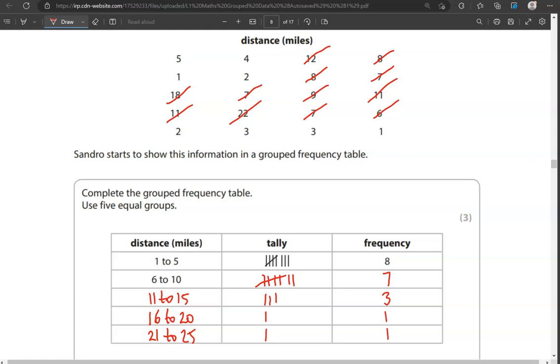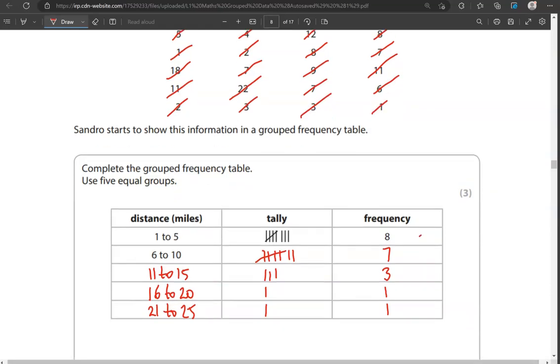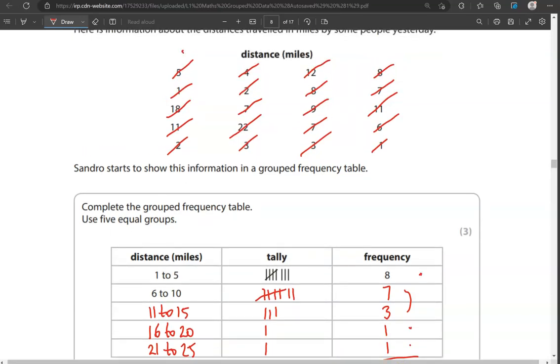Let's check 1 to 5, how many of them are there? 1, 2, 3, 4, 5, 6, 7, 8. So that matches what we have here. And the total, 7 and 3 is 10, 18, 19, 20. So we have 1, 2, 3, 4 times 1, 2, 3, 4, 5, which is 20.